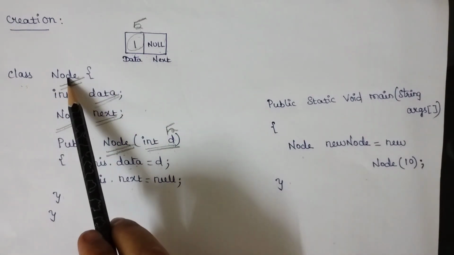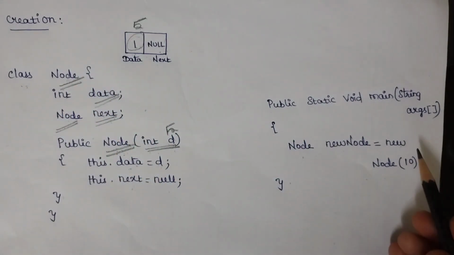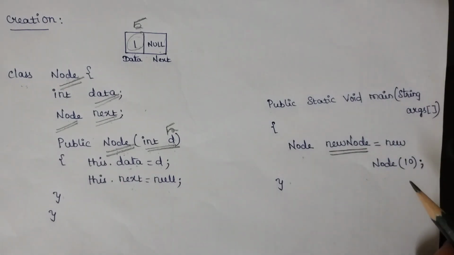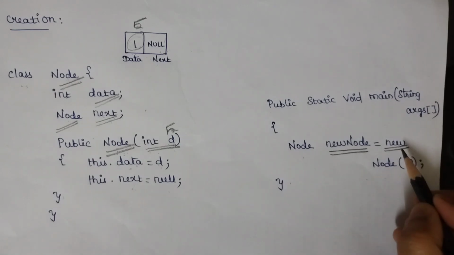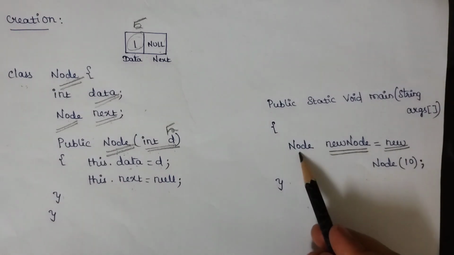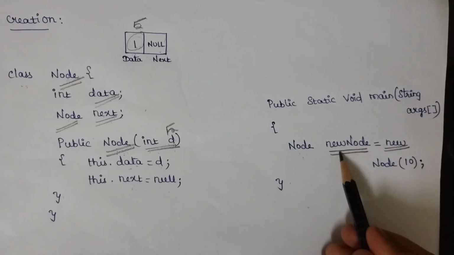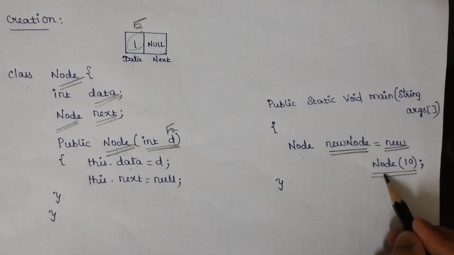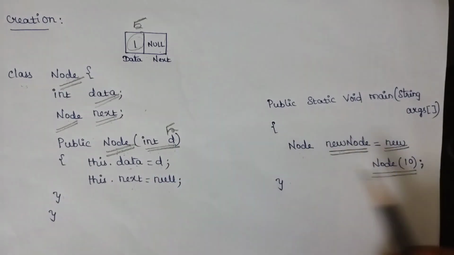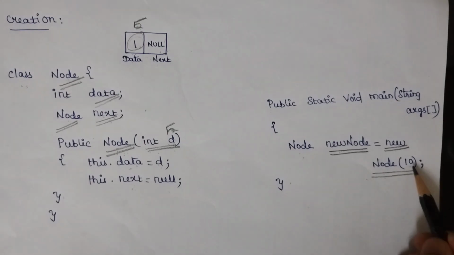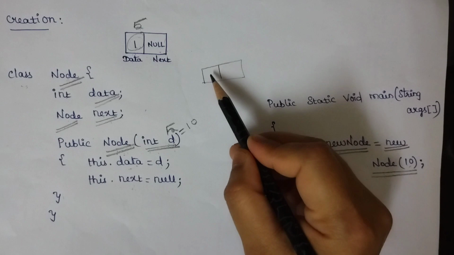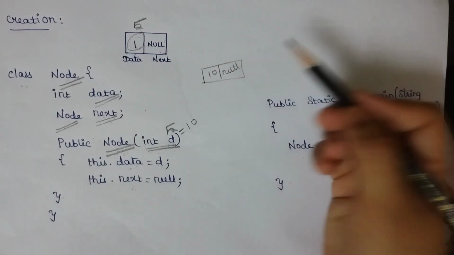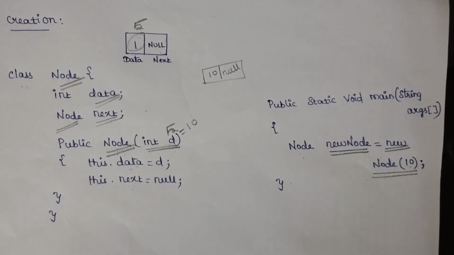So what is a class? This class is the Node class, and for this I have created an object. This is my object reference, and I have created the object with the keyword new. The new keyword will create a new object for this class Node, and the object reference is newNode. You can see here I'm calling the constructor by passing some parameter, and this parameter will be passed here. When I pass the value 10, D will contain the value 10, and a new node will be created with the value 10 and the next field as null. This is how creation of a node works.